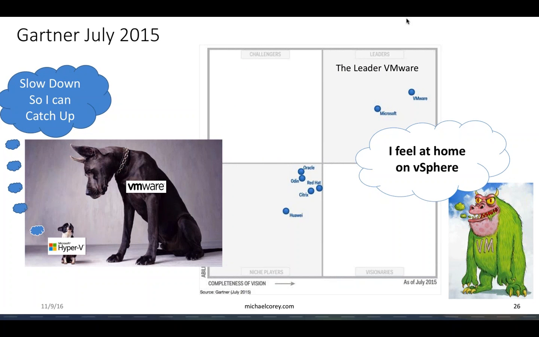And in fact, I would argue that today, VMware is the big dog, right? And Hyper-V is still playing catch-up. Just the ease of being able to do things in vSphere makes it a no-brainer, but you have to weigh that against the cost. But Hyper-V is certainly a credible hypervisor.